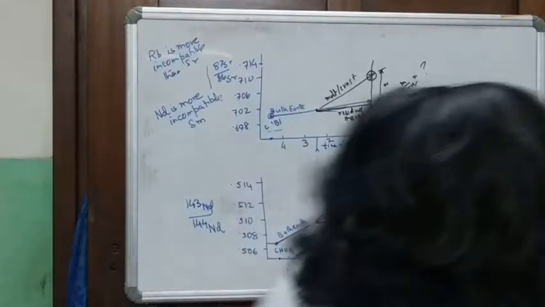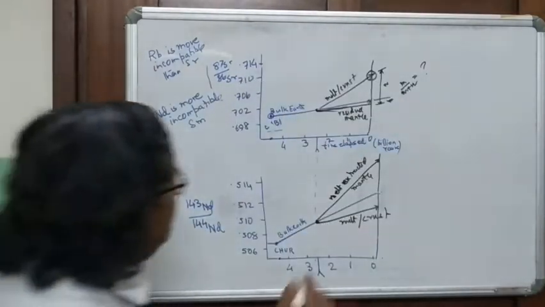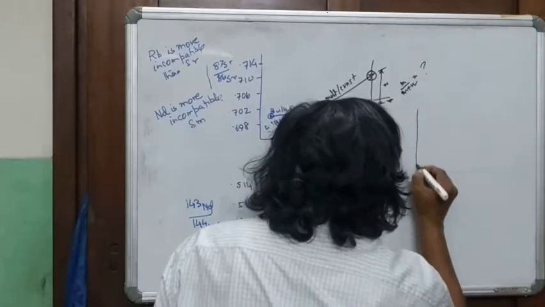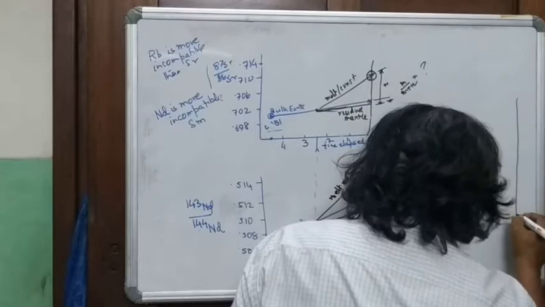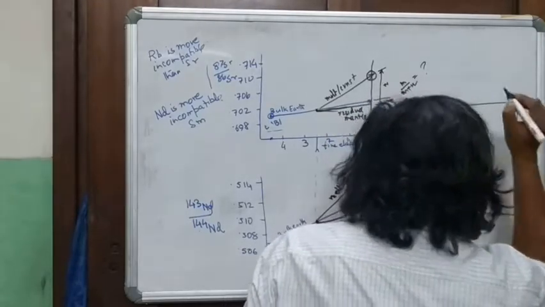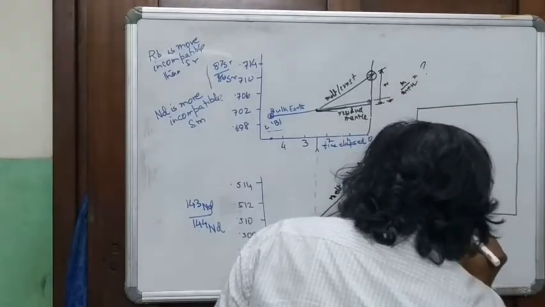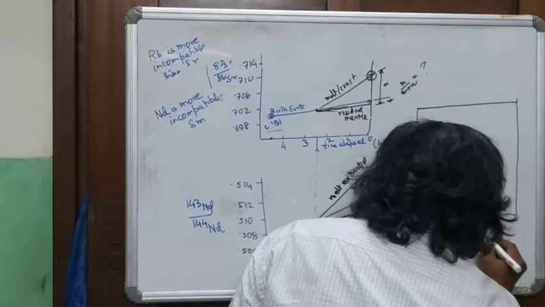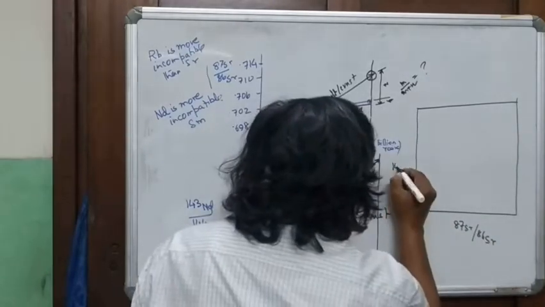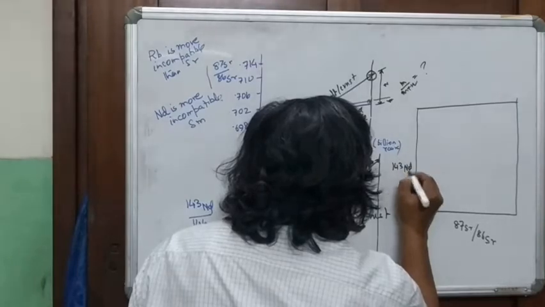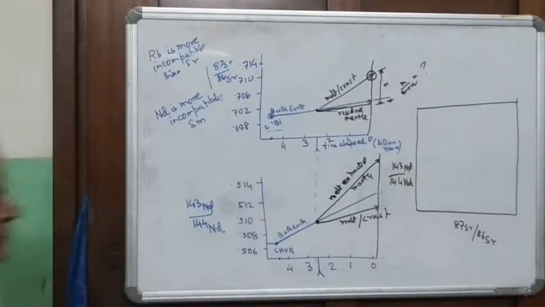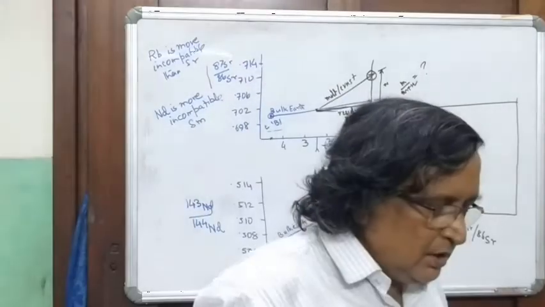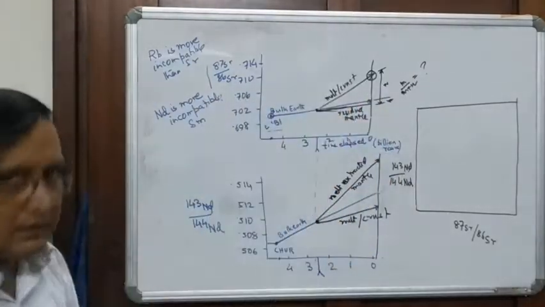Right? Okay. So now, if we do one thing, we combine the two in a diagram. Like say, we plot 87 strontium by 86 strontium, and this is 143 neodymium by 144 neodymium. Let's check. So now, let's start with the bulk arc.